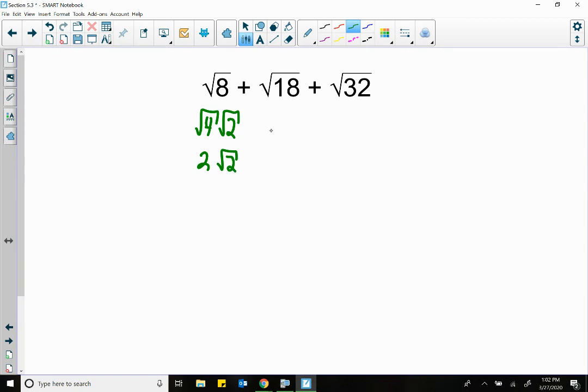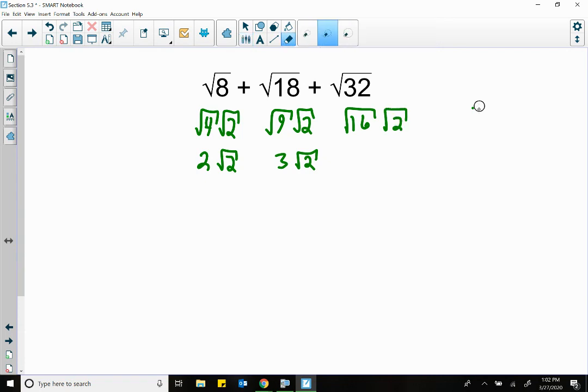Square root of 18 can reduce. That's the square root of 9 and the square root of 2. What is the square root of 9? That's 3 square roots of 2. And again, over here, the biggest perfect square that will divide that is 16 and a square root of 2, because 2 times 16 is 32. What is the square root of 16? That's 4.